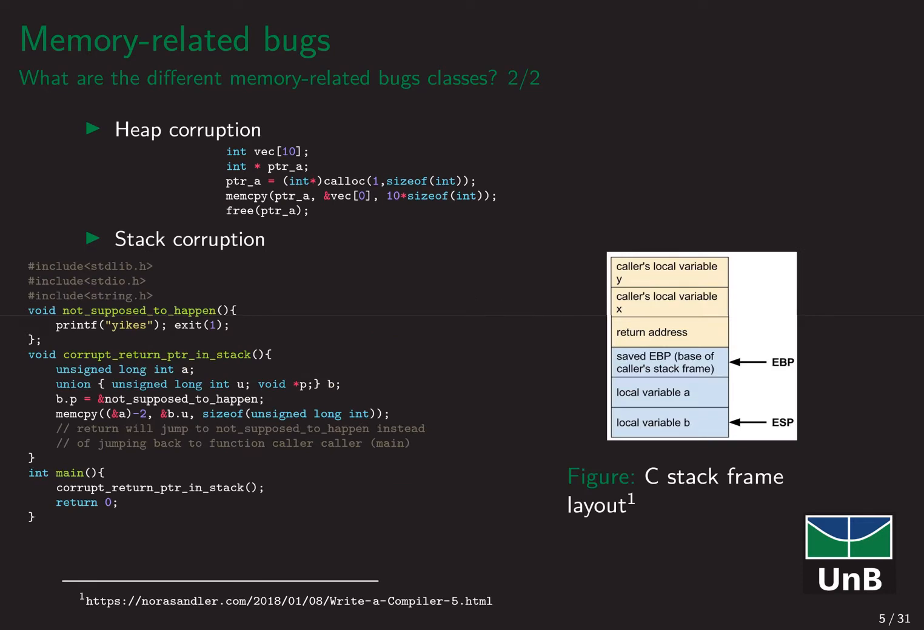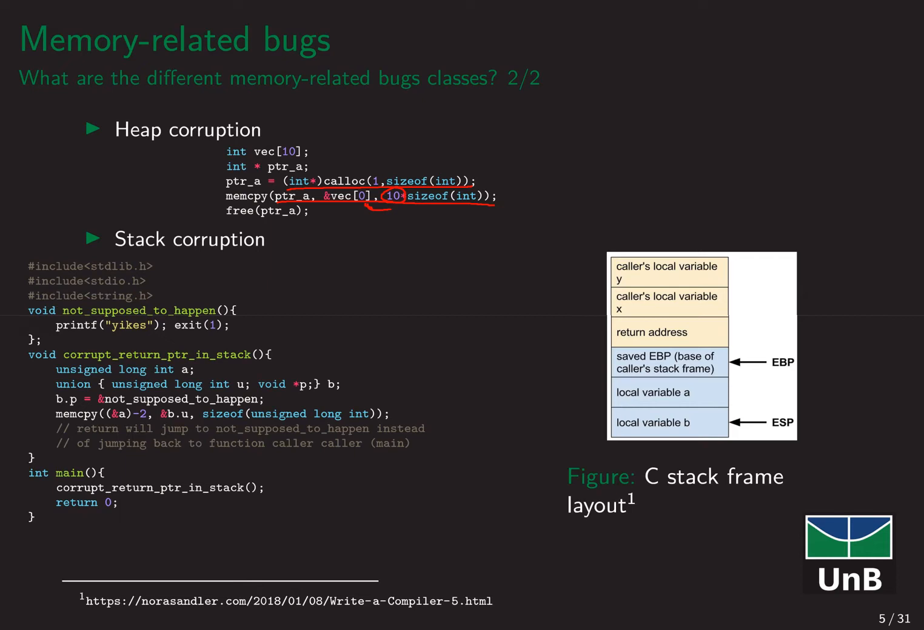Next, we have an example of heap corruption. Here we are allocating a pointer to an integer, and then we are copying 10 integers to this vector of a single integer, so we will end up overwriting the equivalent of 9 integers that may have all sorts of structures in memory on the heap, which can cause the program to fail or produce bogus results.